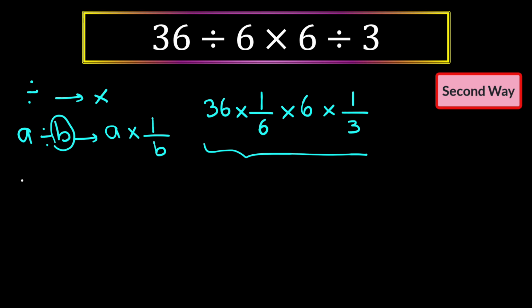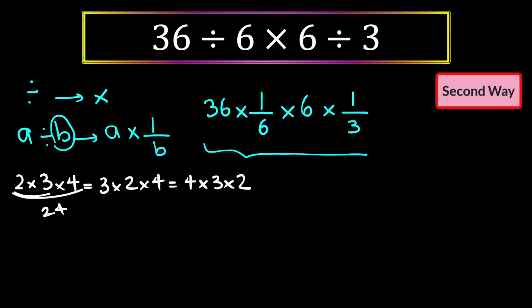For example, when we have some numbers like 2 times 3 times 4, the answer is the same as when we multiply 3 times 2 times 4 or 4 times 3 times 2. All of these answers will be the same. So 2 times 3 equals 6 and 6 times 4 equals 24. And here 3 times 2 equals 6, 6 times 4 equals 24. And here 4 times 3 equals 12 and 12 times 2 equals 24. As you can see, all these answers are the same.